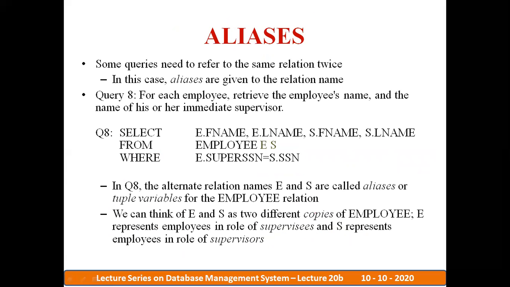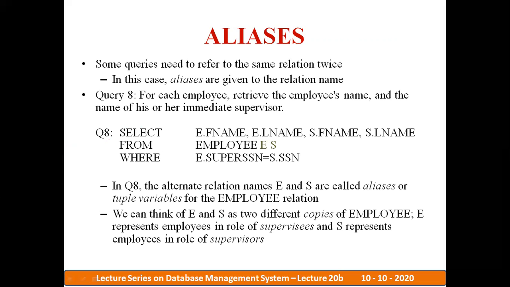Now you can also do aliasing. Aliases means you can give a different name to a relation. Consider that some queries need to refer to the same relation twice. If you are using the supervision relation, we are referring to the employee table twice, once as the supervisee and another as the supervisor. Then the aliasing will help you understand the query in a better way.